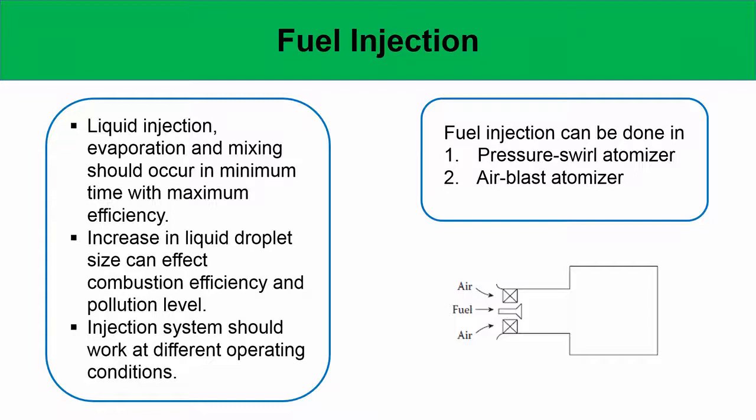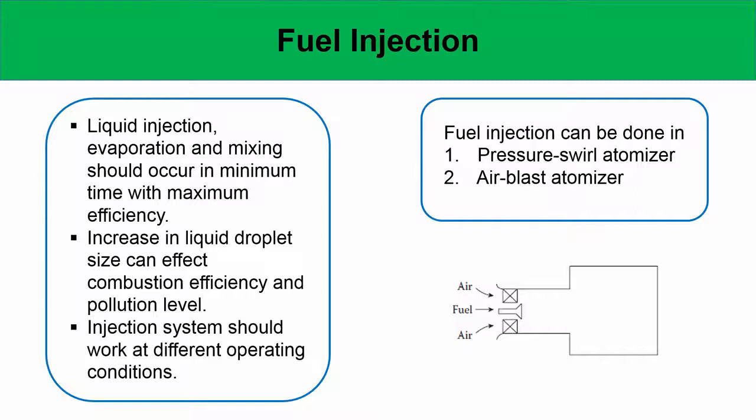Okay. So, as you see, for the liquid injection, the criteria is that evaporation and mixing should occur with maximum efficiency, and an increase in the liquid droplet size can affect combustion efficiency and pollution level. This is very important: if you have very large droplets, they will not burn properly. They will take too much time to evaporate, and then you will have regions of large fuel vapor clouds, and there will be no proper mixing. So, essentially we will get fuel rich combustion, and it will cause the production of soot, NOx and so on.